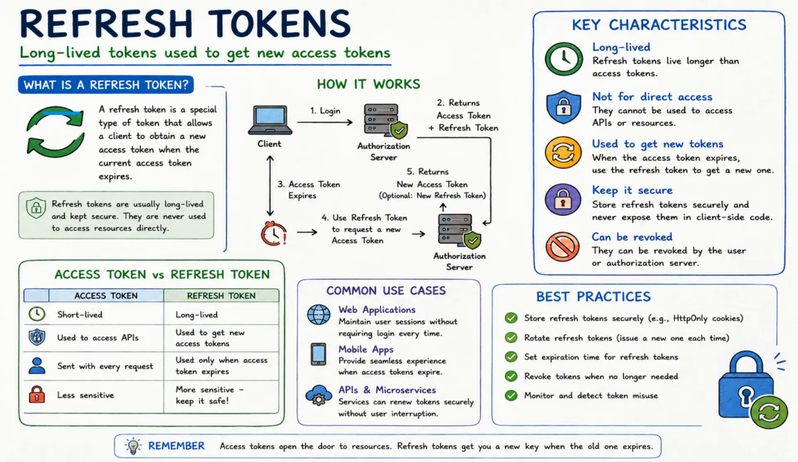In the previous slide, we learned how access tokens allow applications to access protected resources. This slide introduces refresh tokens, which help users stay signed in without logging in again after an access token expires. The diagram shows how the client sends the refresh token to the authorization server to request a new access token. Notice that refresh tokens never access APIs directly. They are only used to obtain new access tokens.